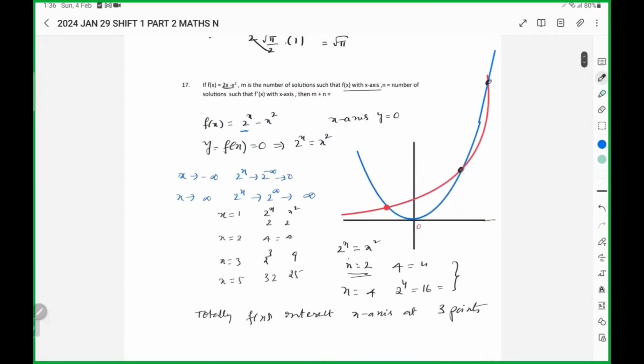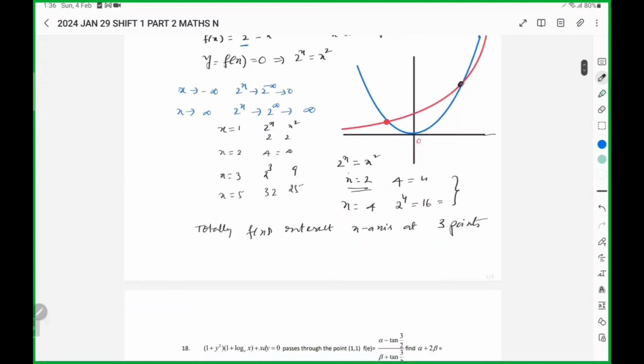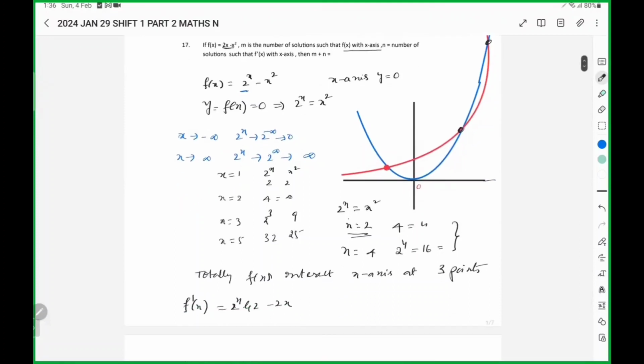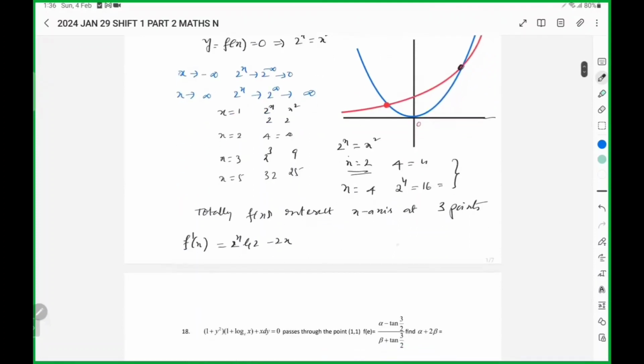Now, to know about f dash x, the derivative will be 2 power x log 2 minus 2x. That is 2x, right? The x square derivative. Here also, after a certain stage, put x 0. With the x-axis means this is the function, with the x-axis means that must be 0. Finally, we have to find the intersection points of these two curves.